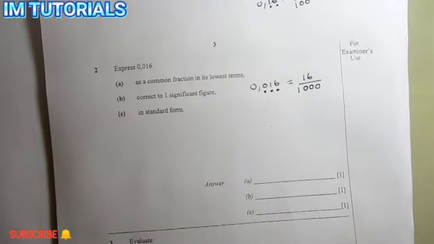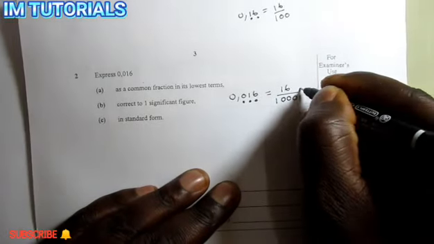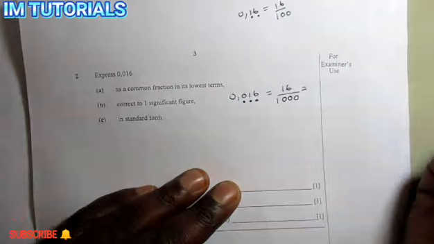Right. So let us then identify the biggest number that exactly divides 16 and 1000. So let's try 4. Right. So what is 4 into 16?